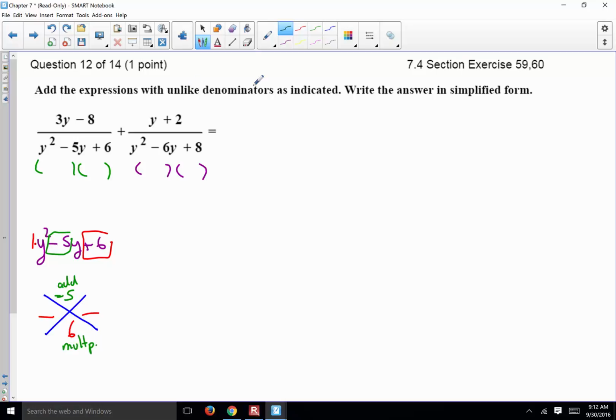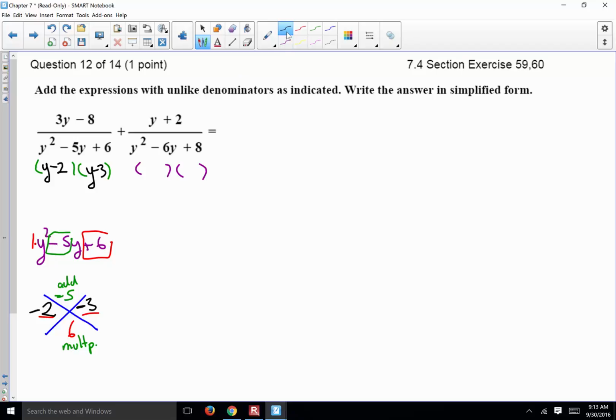Alright, what 2 numbers make that? Anyone? My first response would be +2 and +3. But when I add +2 and +3, although it makes 6 when multiplied, the addition is +5, which is incorrect. So I flip the signs and get -5 when I add, +6 when I multiply. So the first one factors into (y - 2)(y - 3).